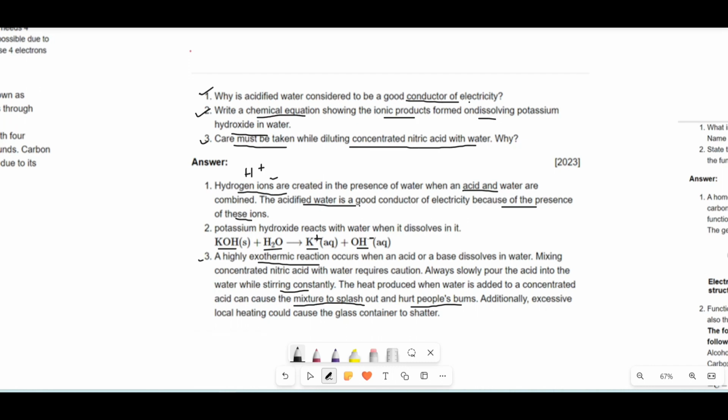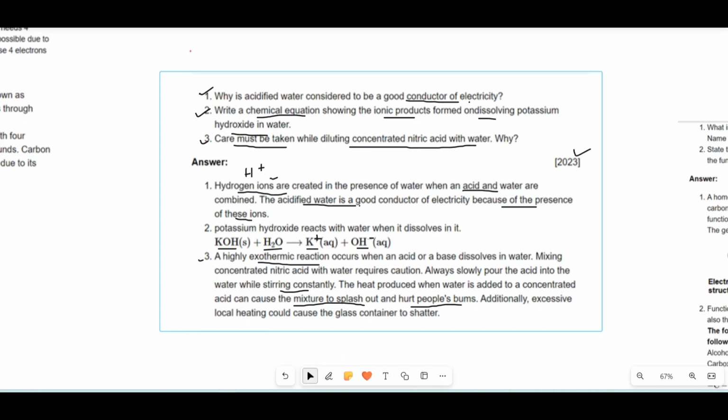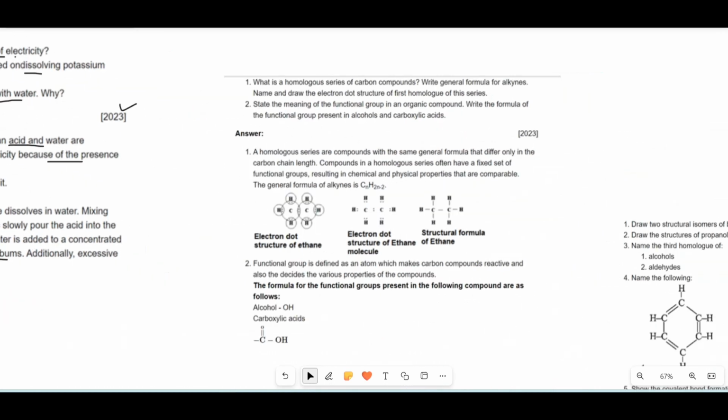So, when you dilute any concentrated acid, it should be slow, and you have to add the acid slowly into water, and constantly stir the solution using a glass rod. So, care must be taken while diluting concentrated HNO3. And this question was asked in 2023. Now the next question.